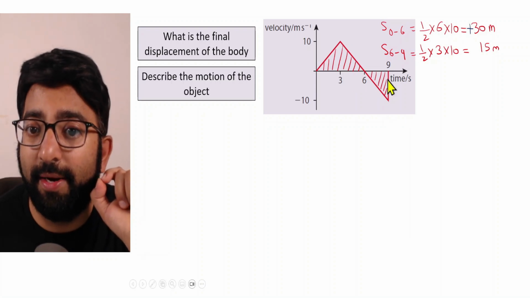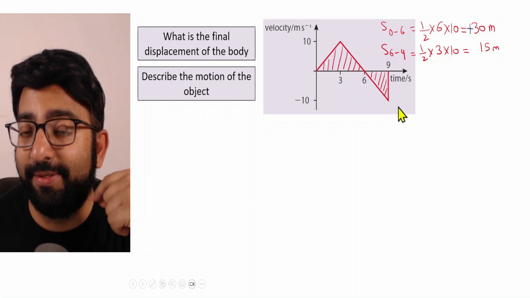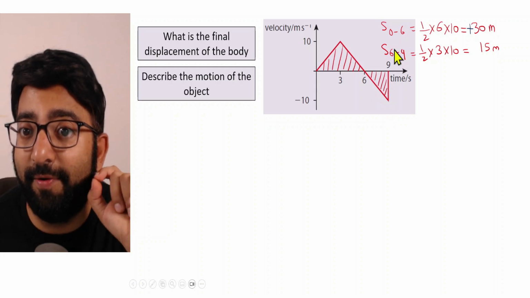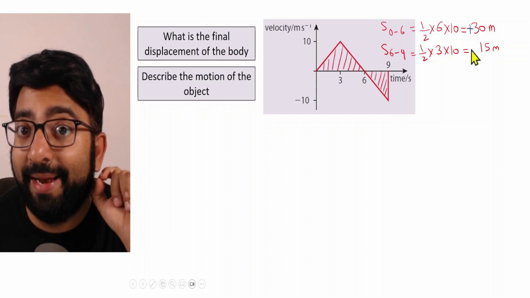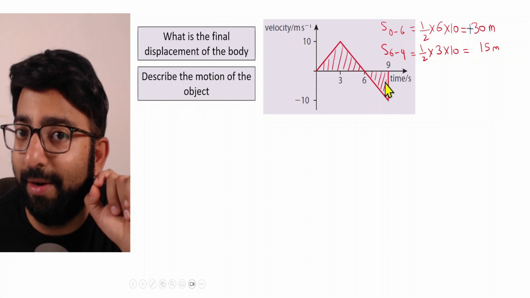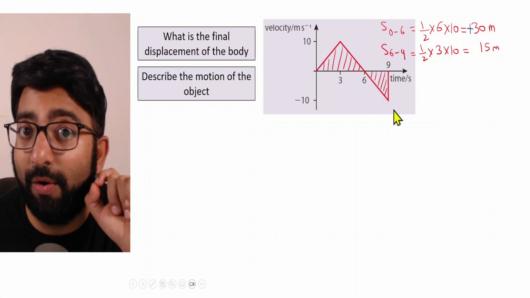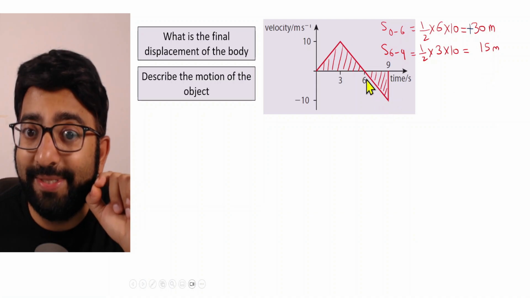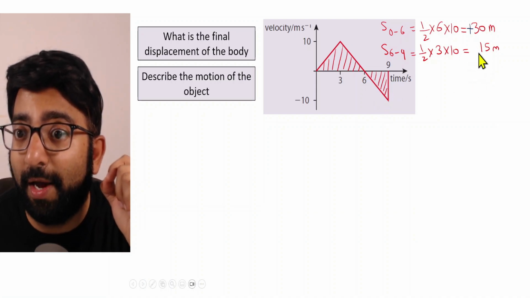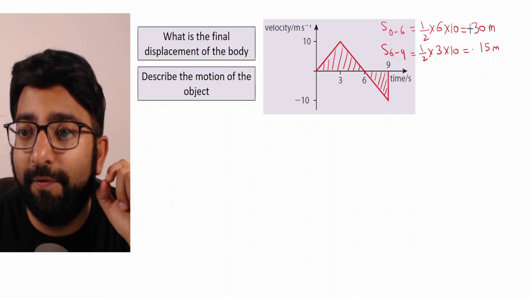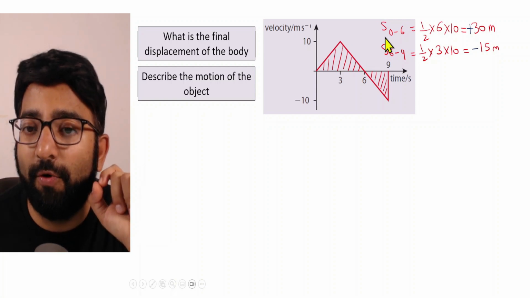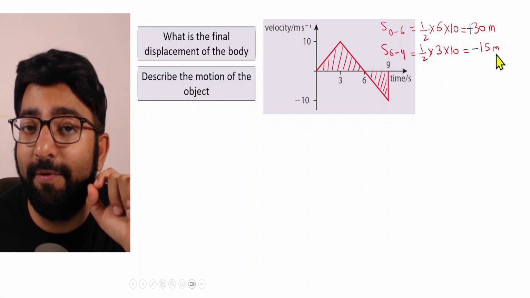Similarly, this entire triangle is below the x-axis. Now, since it is below the time axis, we will put the displacement value as negative of the area of the triangle which was found. We had found the area of that triangle to be 15, but since the triangle is below the time axis, we have to put a minus sign in front of 15 meters. Hence, displacement from 6 to 9 seconds will be negative 15 meters.